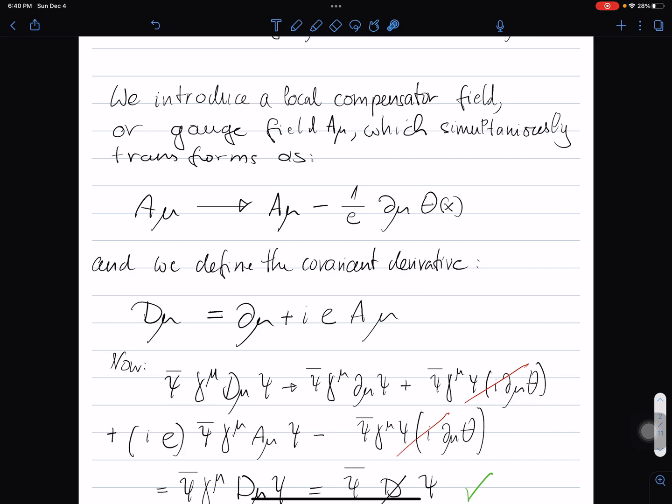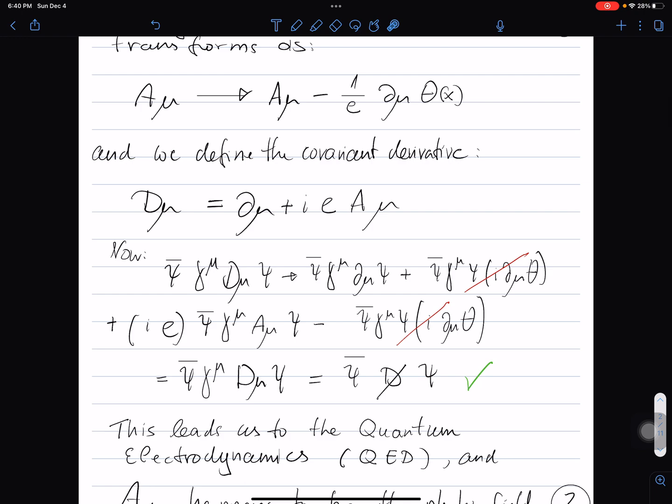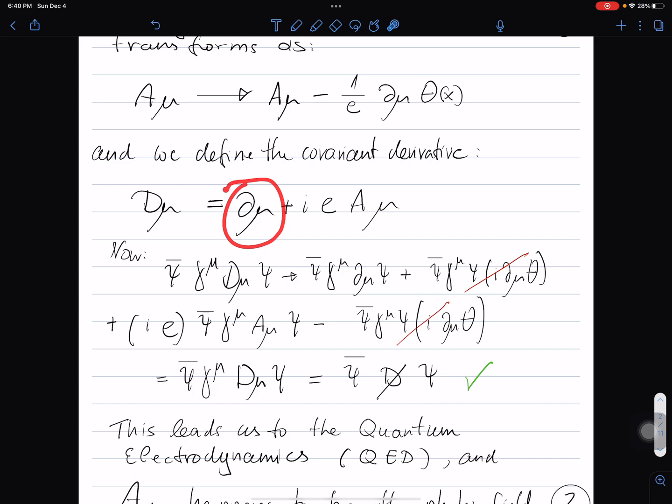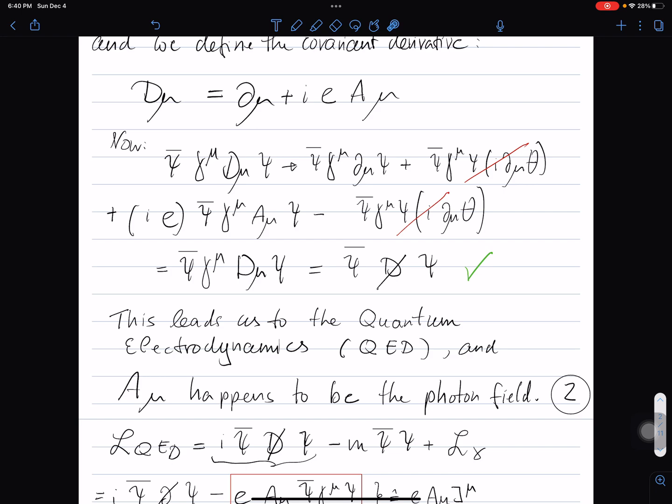However, we can introduce a local compensator field, or gauge field, A_mu, and we can make the Lagrangian invariant when we make this field transform simultaneously with the derivative of the phase rotation, which is space-time dependent, with this factor up front. We introduce the so-called covariant derivative, capital D_mu, which is just the normal derivative plus i e A_mu, where we have this gauge field A_mu.